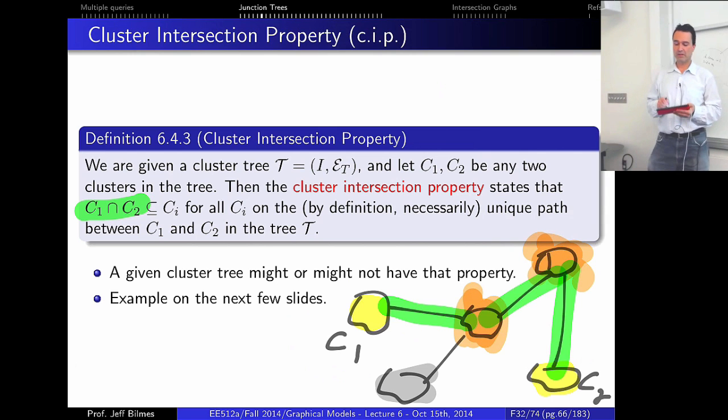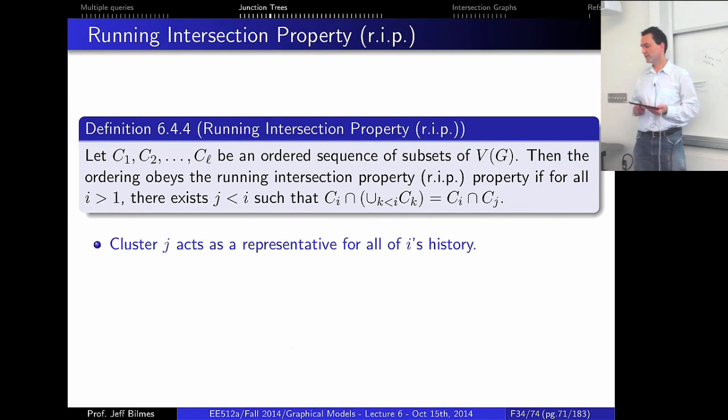OK, so that was the cluster intersection property. The next property is a little bit tricky, and people tend to get confused about it when they first hear about it. But it's a really critical one. And this is also the traditional one that you hear about in the context of junction trees. It's called the running intersection property. And this is also the name we're going to give to all of these properties once we see that they're all the same.